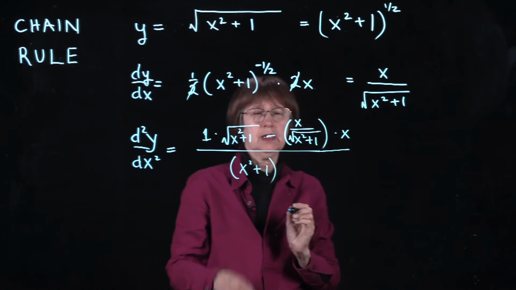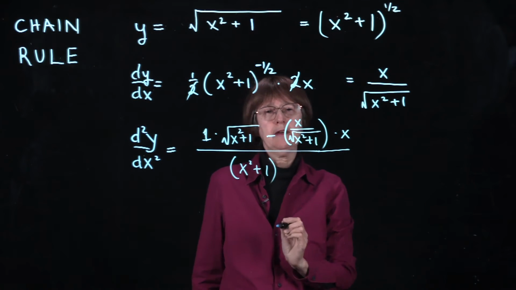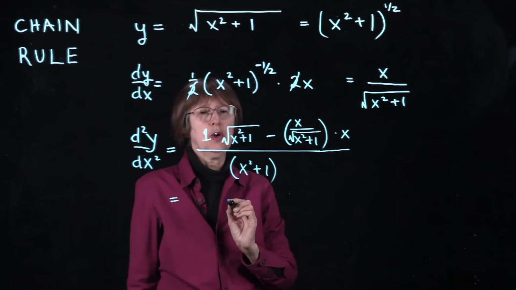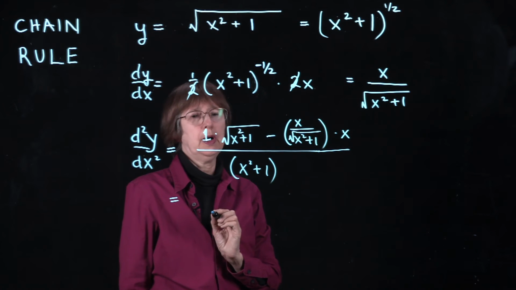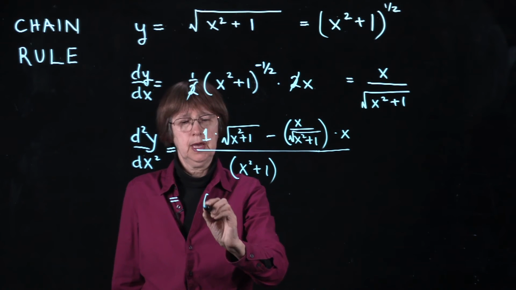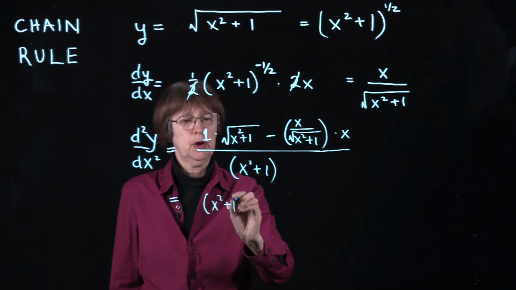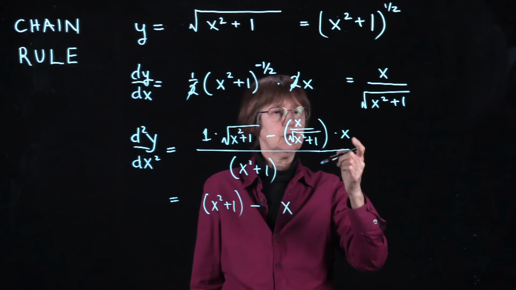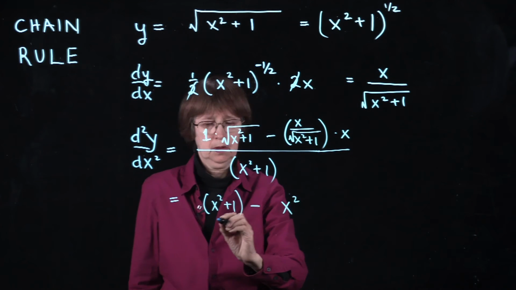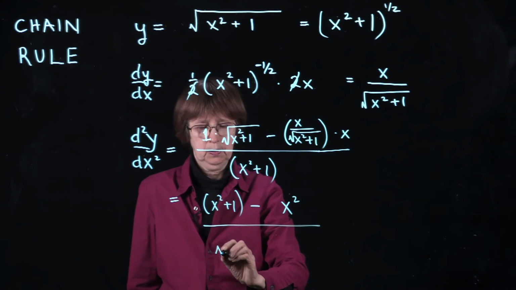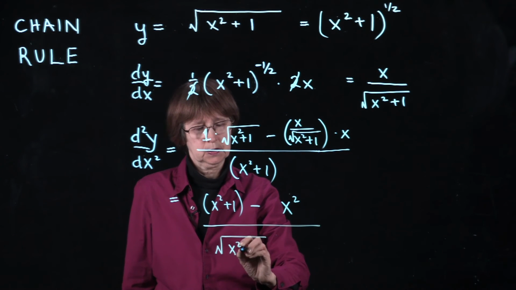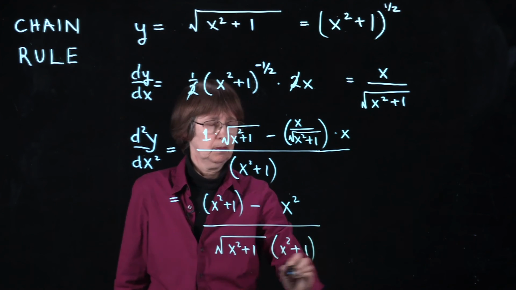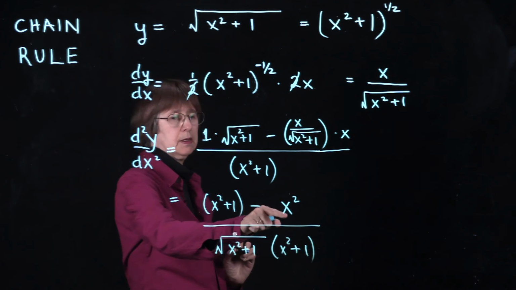We can simplify this a little bit by multiplying every term in the expression by square root of x squared plus 1. And when we do so, we'll get x squared plus 1 for the first term. Here we'll get those things to cancel, and we'll have simply x squared. And then on the bottom, we'll have 1 factor of x squared plus 1 multiplied by x squared plus 1. These things can be combined.